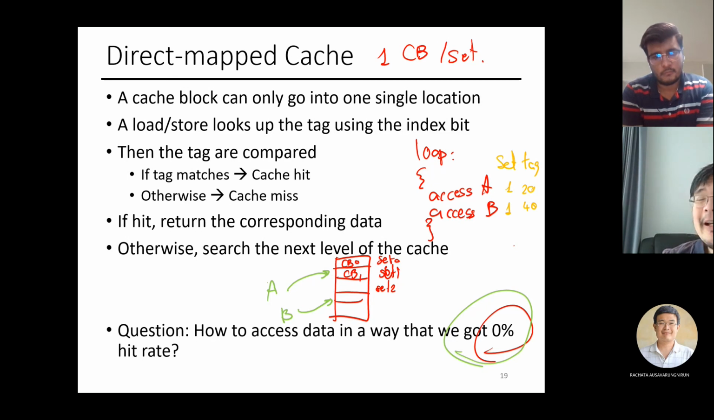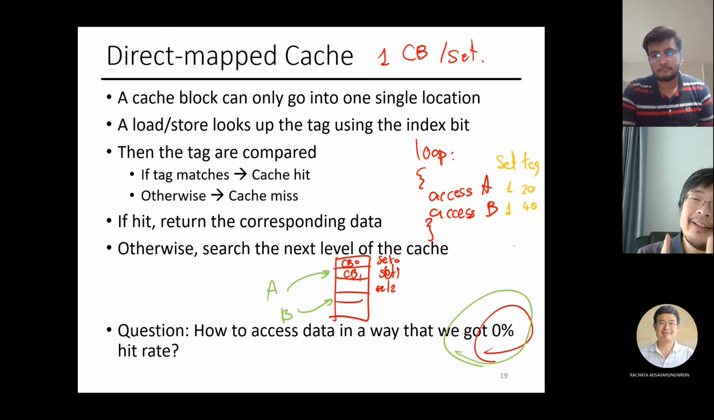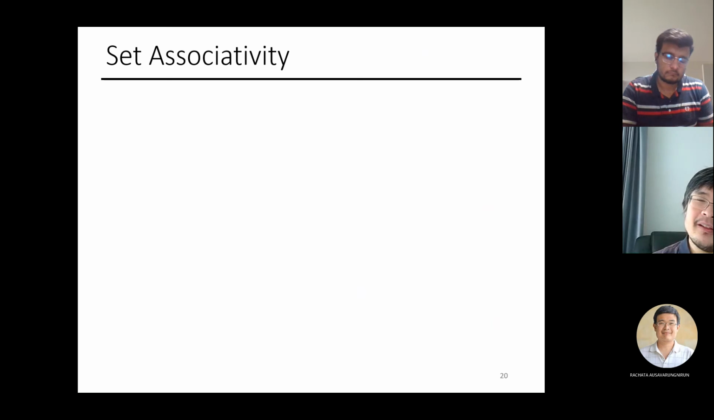So I first access A, go to set 1. I put A there. Then I access B, go to set 1 again. My data is not there. I kick A out, replace it with B. Then I access A. A is already out, cache miss. I kick B out, put A in there. So you never get a cache hit if you have this kind of replacement policy. This is exactly why direct map cache is really fast and easy to build, but you can run into these kinds of things. Set associativity is basically introduced to help this.